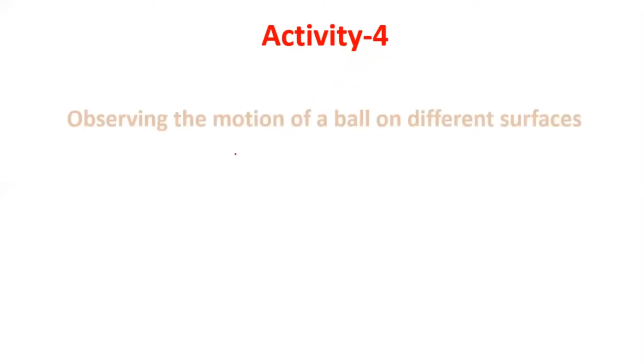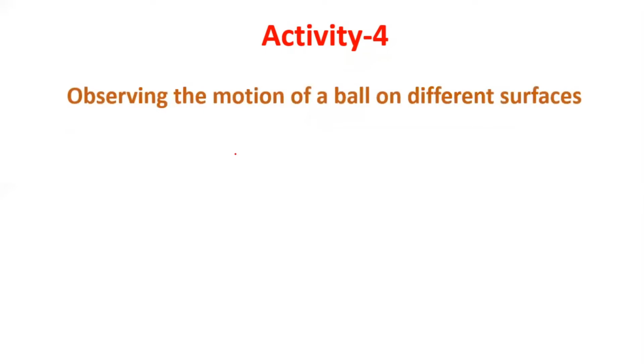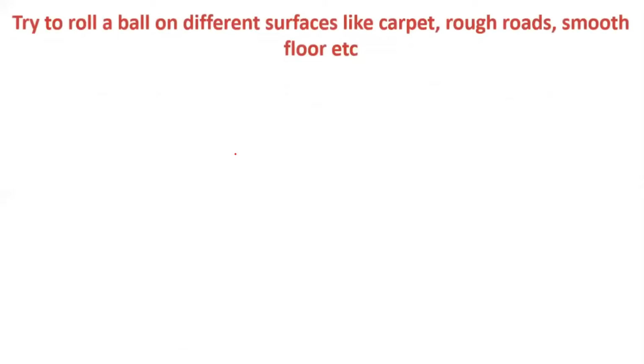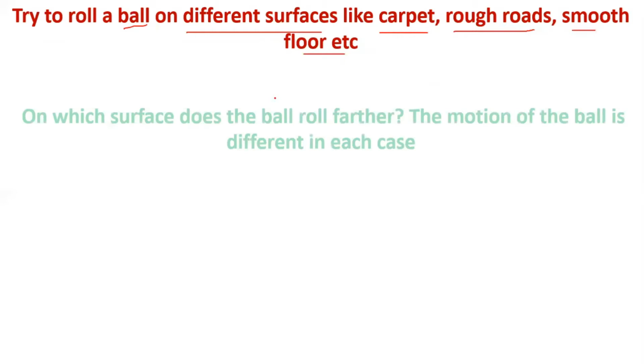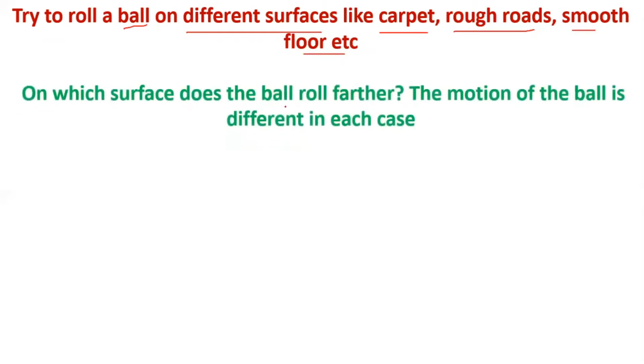In this video, we are going to discuss activity 4. In activity 4, we are going to discuss observing the motion of a ball on different surfaces. Try to roll a ball on different surfaces like carpet, rough roads, smooth floor, etc. On which surface does the ball roll farther?